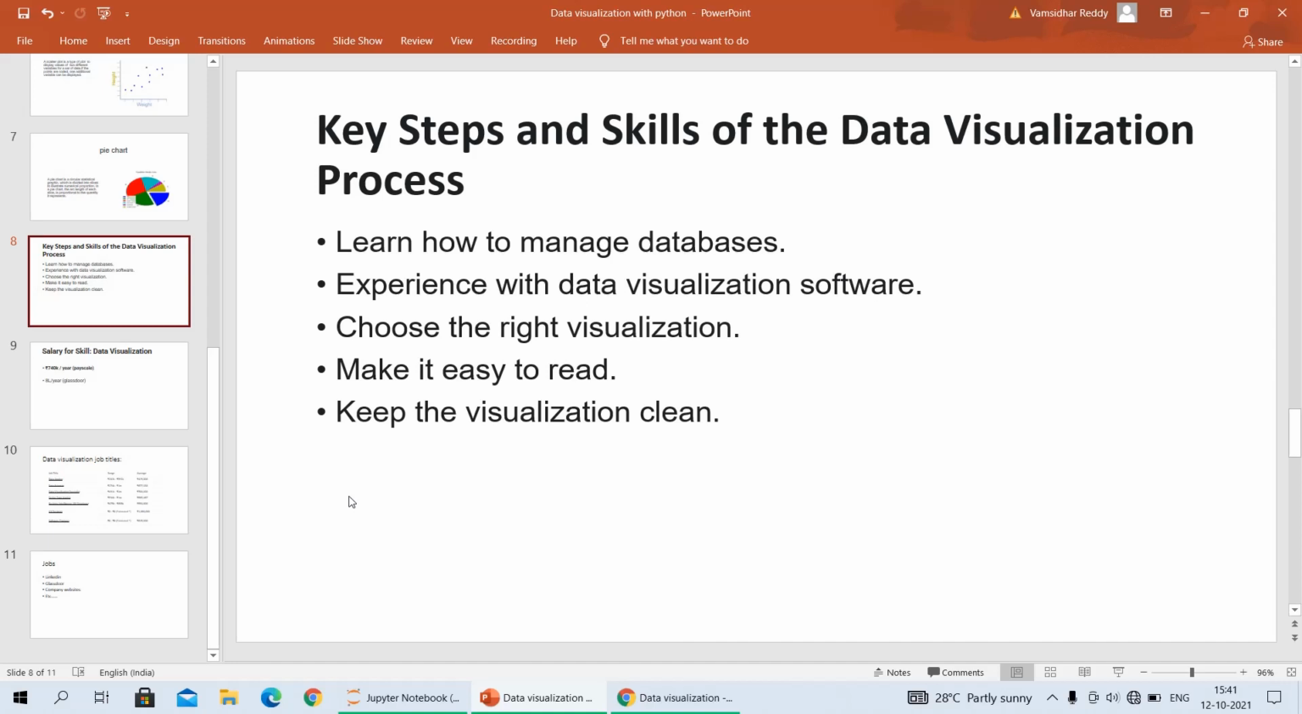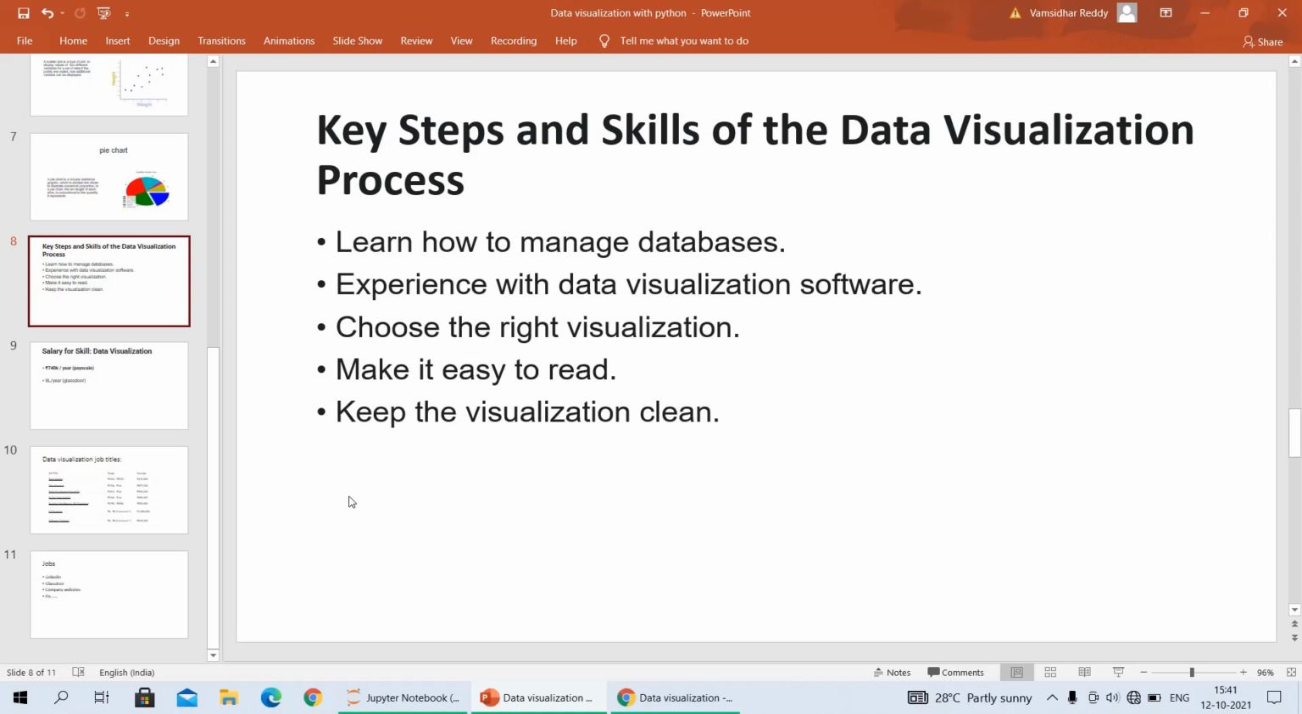Before going to jobs in data visualization, you want to know some skills and steps. Learn how to manage databases. You want to get experience with software like Power BI and Tableau. There are several such software tools. You want to choose a software, practice on it, and work on that software.